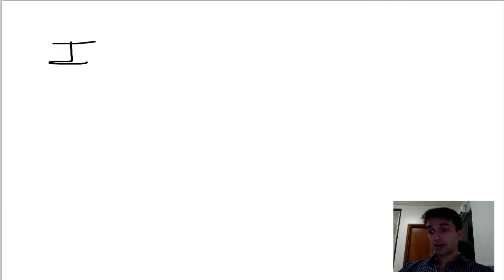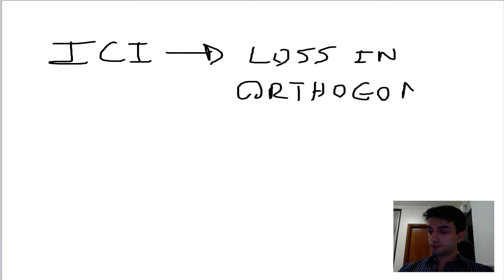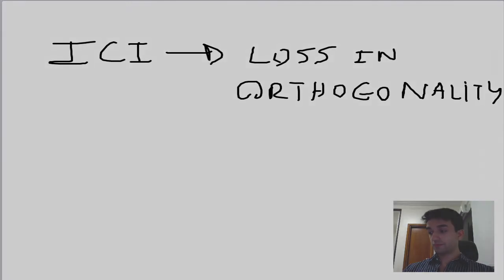So ICI occurs when the linear convolution fails to be equivalent to a circular convolution, and this produces a loss in orthogonality. Okay, so orthogonality is broken due to ICI.